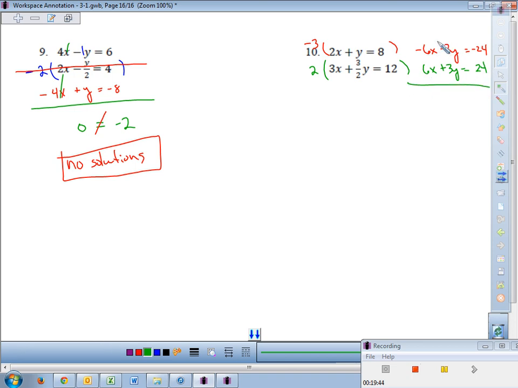So x's cancel each other out, y's cancel each other out. You're left with 0 over here, and now negative 24 and a positive 24 adds together to be 0. So you're left with 0 equals 0. Since all the variables disappeared, we will not have one solution. We will either have infinite solutions or no solutions. So it's yes or no time. Does 0 equal 0? Yes. That means there are infinite solutions.